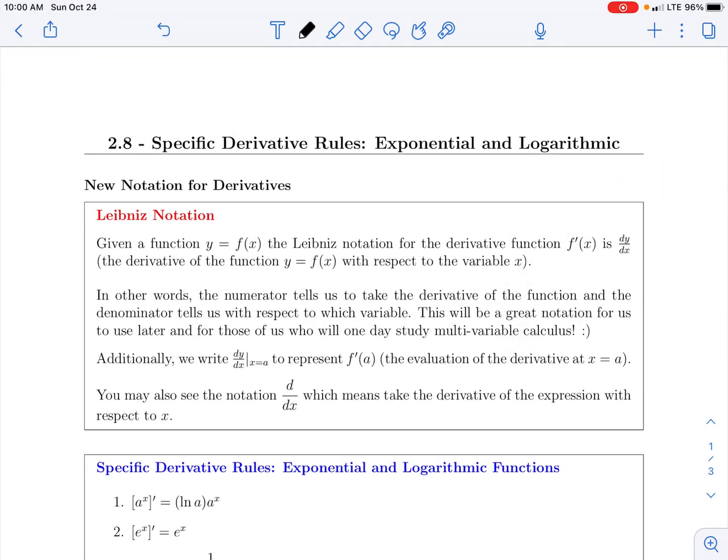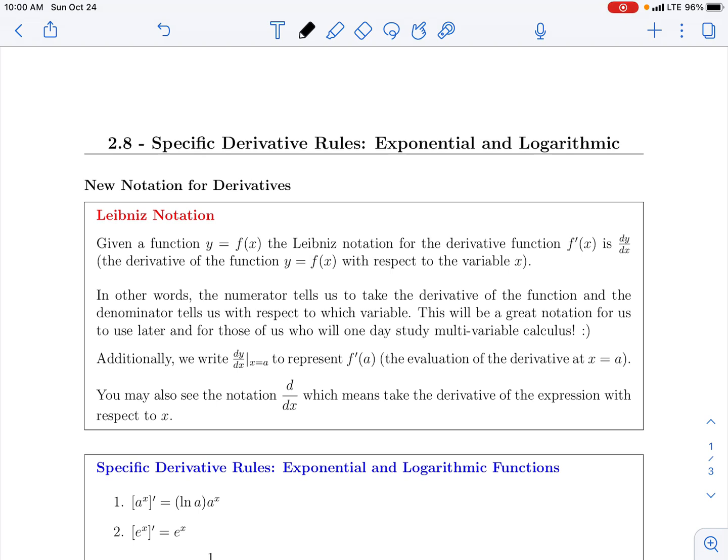Hello everyone. So today we're going to talk about a new notation for derivatives. We're going to talk about what's called Leibniz notation. Before, when I started introducing the derivatives section in Unit 2, I told you that Isaac Newton created calculus, which he did, but there was also another mathematician that created calculus at the same time, and the mathematician's name is Leibniz. Leibniz had a different notation than Newton for the derivative.